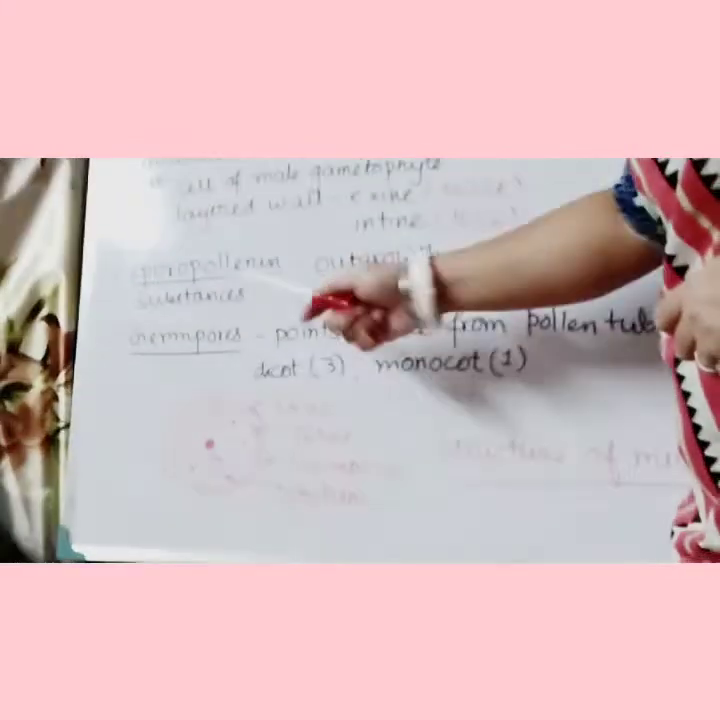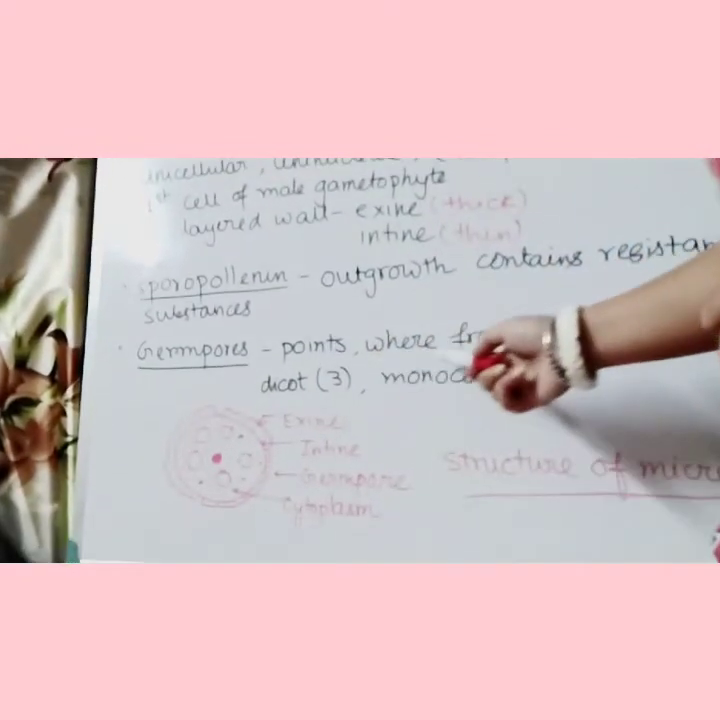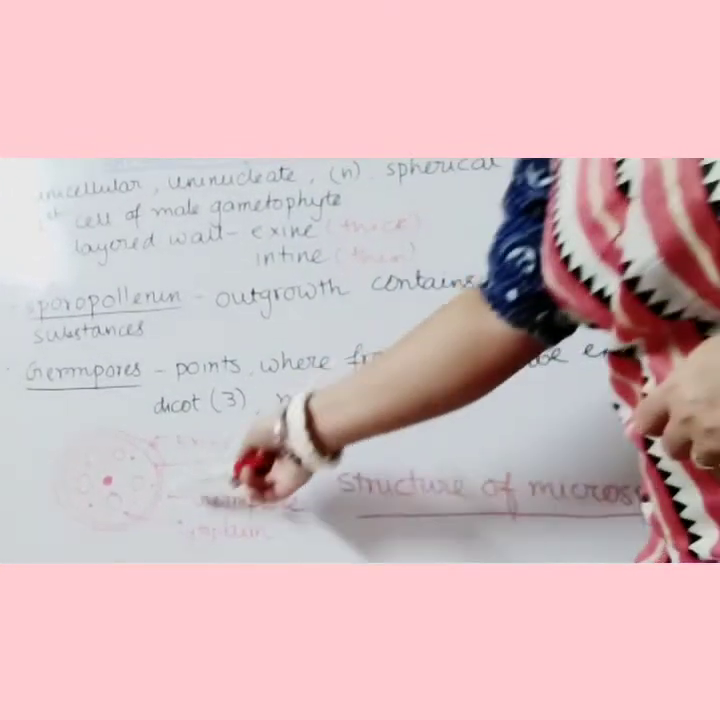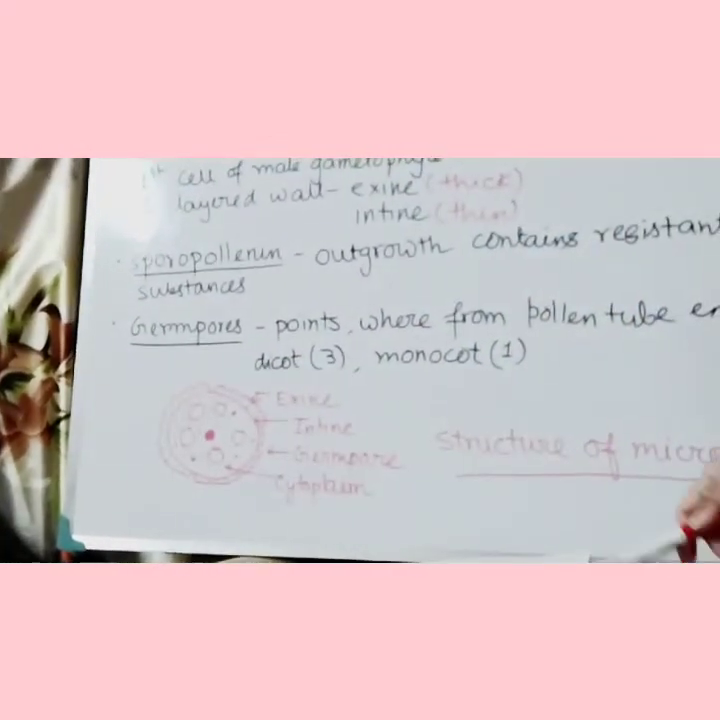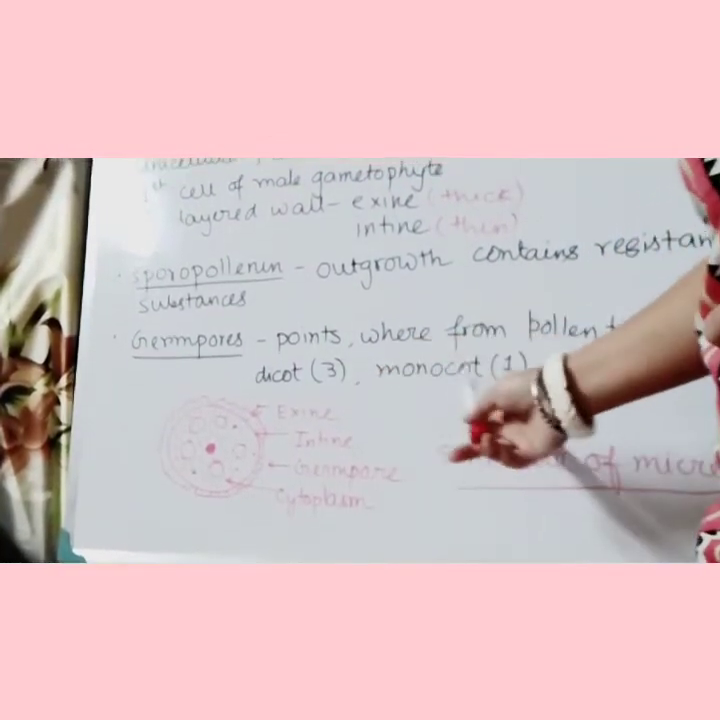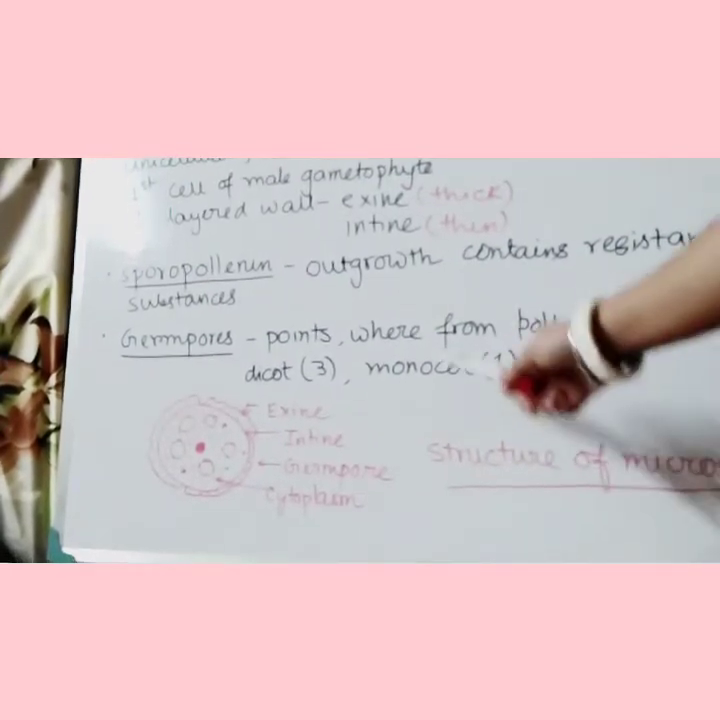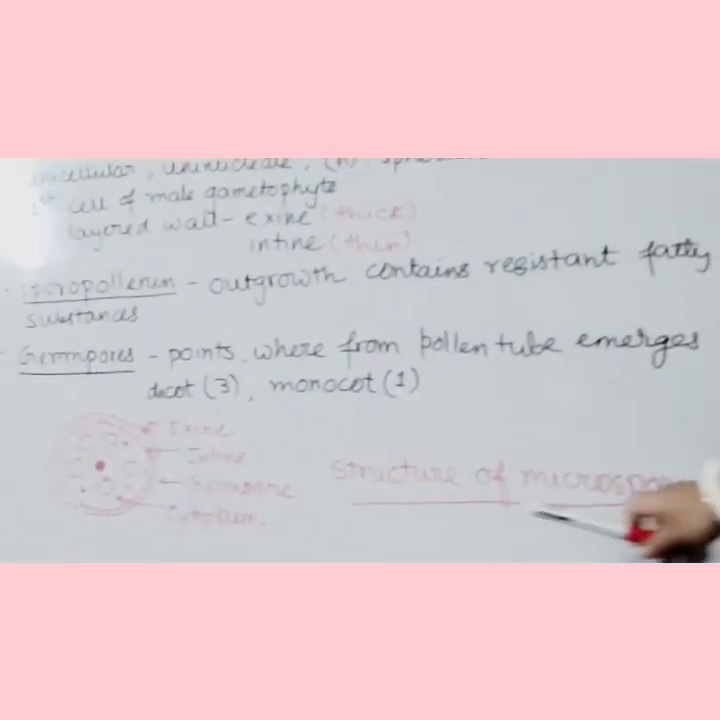Okay, now look at the board. Sporopollenin. Next, germ pore. Germ pores are the points from where the pollen tube emerges. See, some gap-like structures are there. Here 3 I have dotted. These are the germ pores. In dicot it is 3. In monocot the number of germ pores is 1. So that is the structure of microspore.